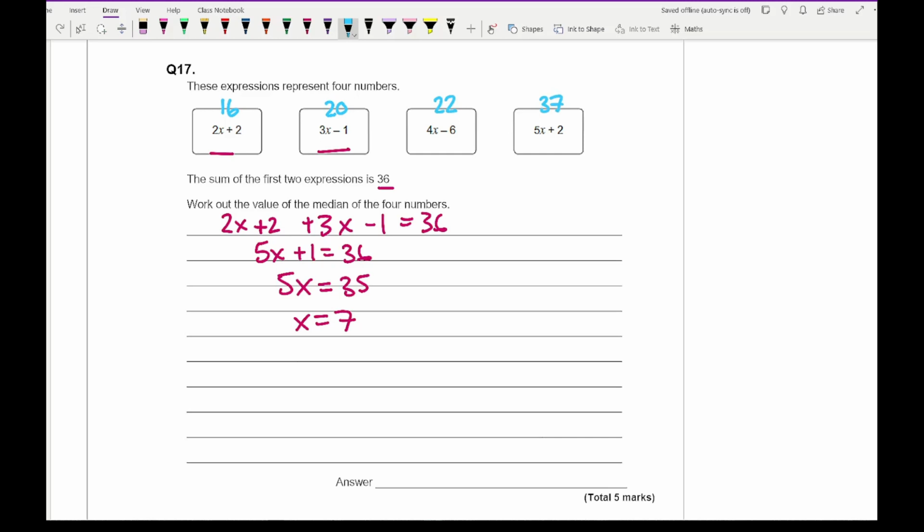So what I need to do is work out the median of those 4 numbers. If I just set up my 4 numbers and order them, I've got 16, 20, 22, and 37. My median is going to be between 20 and 22, so the answer then is 21.